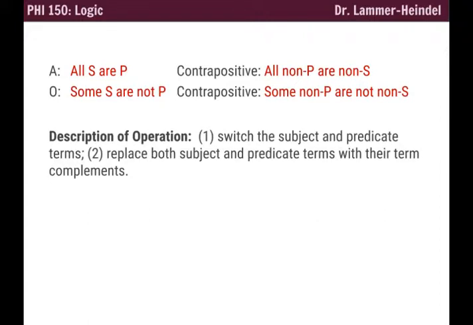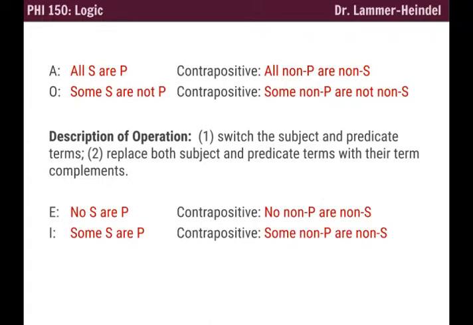Okay, perhaps you were able to discern that the operation that we'll call contraposition involves switching the subject and the predicate terms and then replacing both the subject and predicate terms with their term complements. So it's a two-step process. Notice that we do not change the quality or the quantity of the proposition when we subject it to the operation of contraposition.